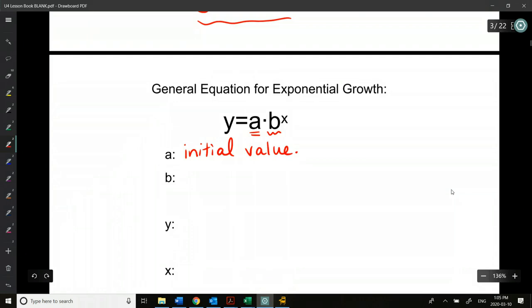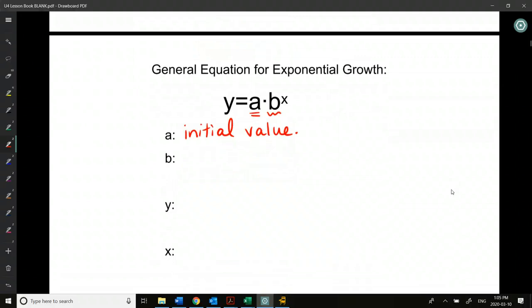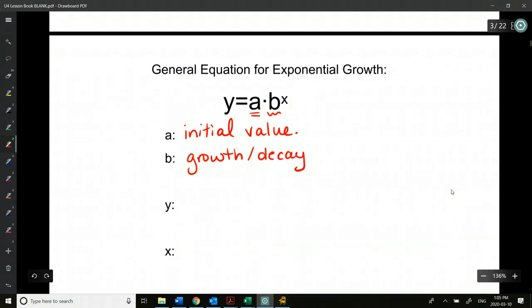Okay, our B here, this is kind of like the 3 in our previous example. So you'll see words like doubling, tripling. This is going to be the growth rate, basically. And tomorrow we're going to do decay, so I'll also say decay rate. So an example would be like doubling, tripling, etc.